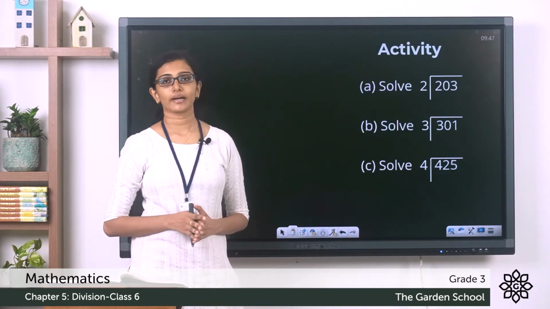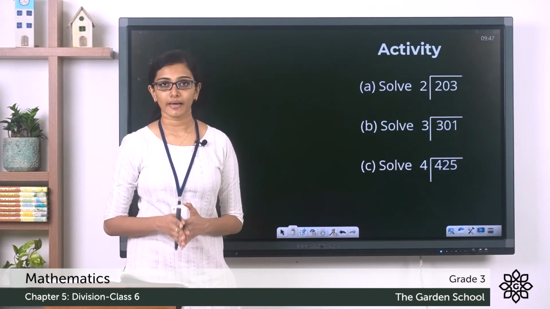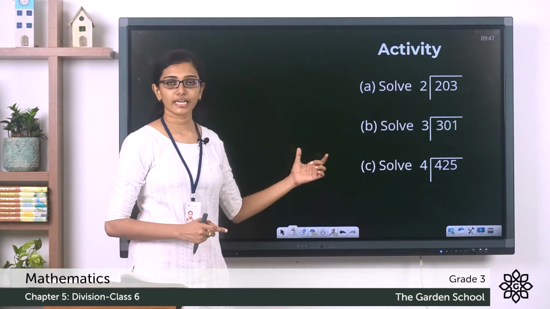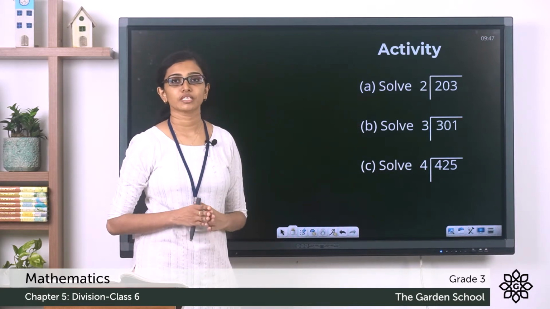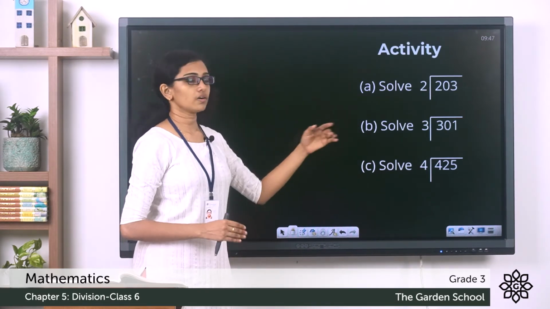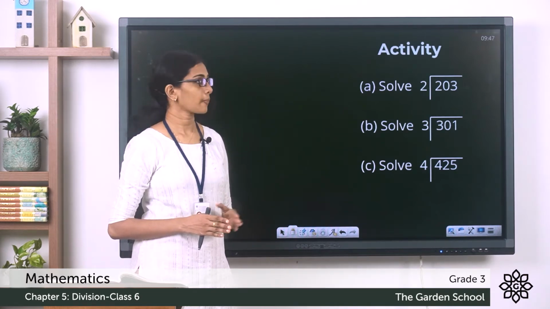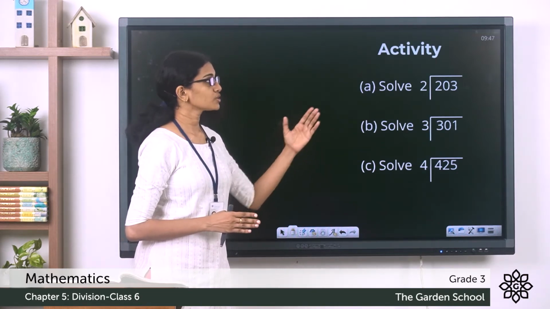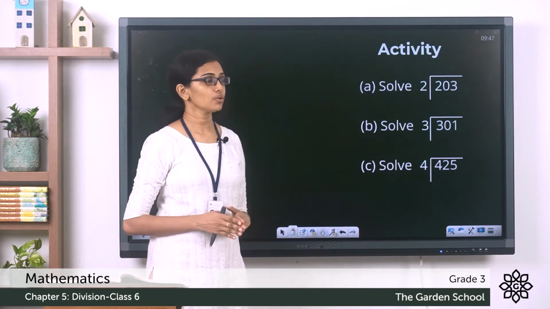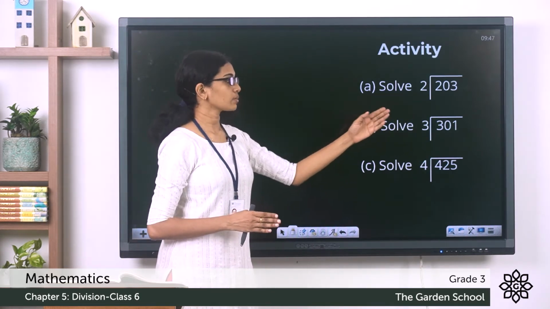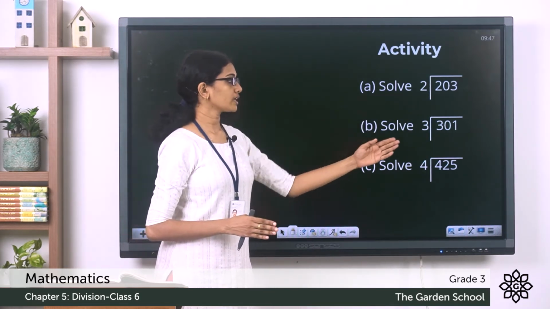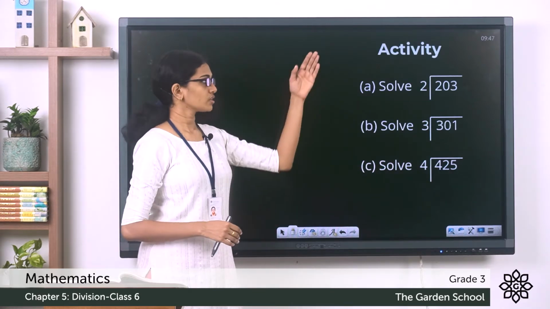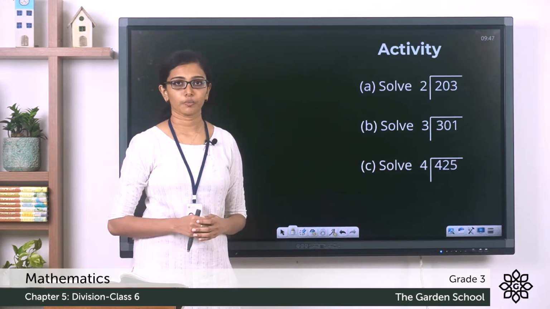Now let's do one activity. All of you please take your maths notebook. We can put today's date, write the heading, quotients with 0, and you have to take down these 3 questions in your notebook. The first one is solve 203 divided by 2, then 301 divided by 3 and 425 divided by 4. Note down these 3 questions in your notebook now.